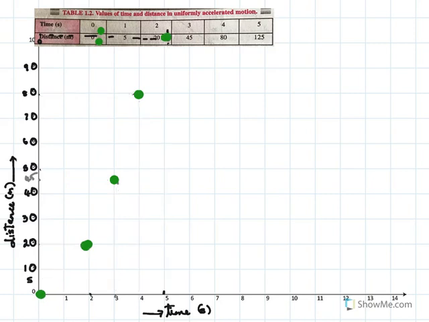Okay. Now here we are going to join the graph. And let's compare it with that earlier graph. See, it is not a straight line. It's like a curve. Here the body does not travel equal distances in equal intervals of time.